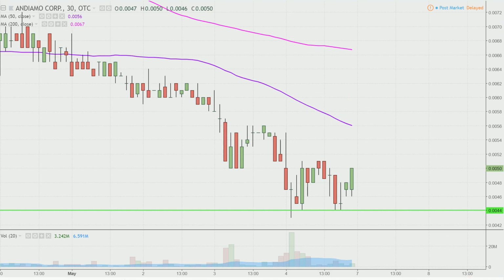So as far as the two primary levels to keep an eye on, again, 0044 from a support standpoint, and then that purple line right there, the 50-period moving average, from a resistance standpoint. So we'll see how next week goes.